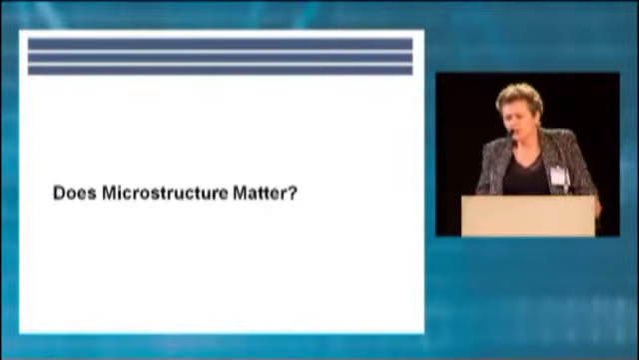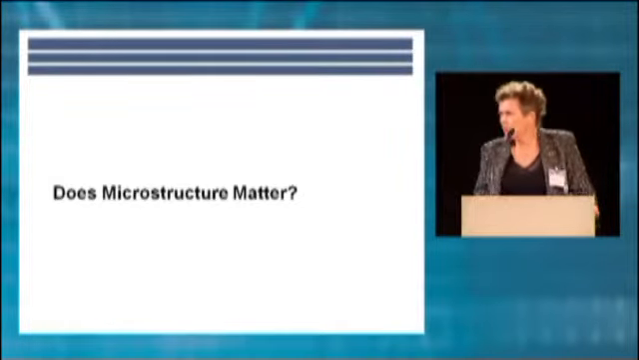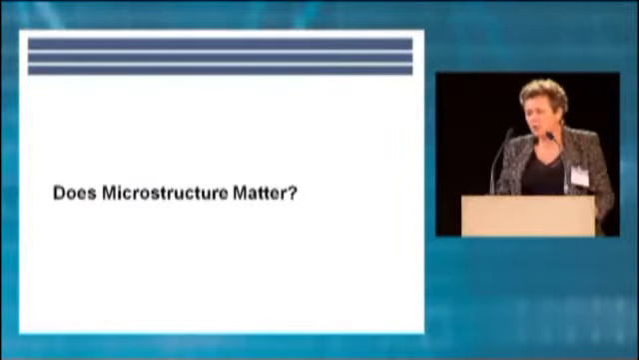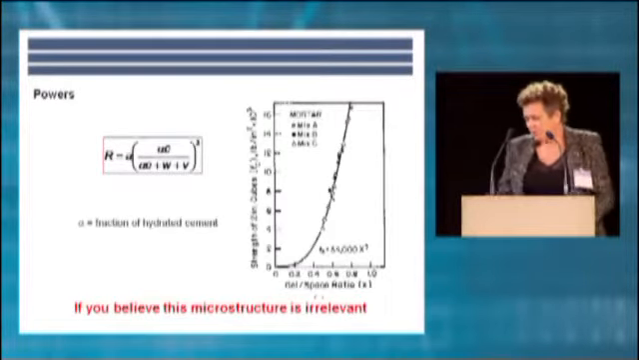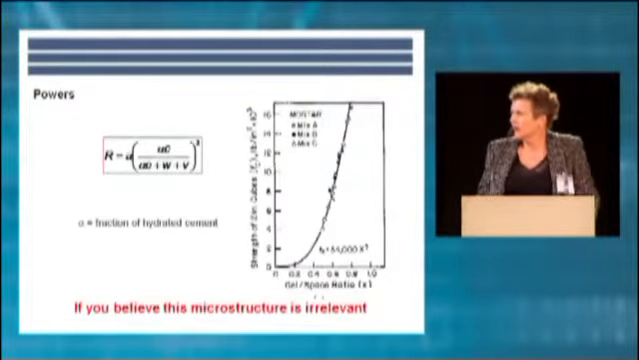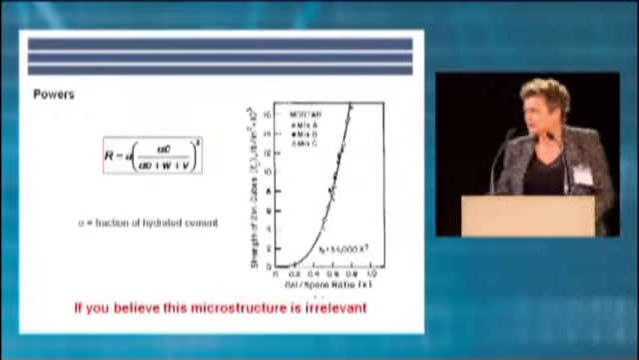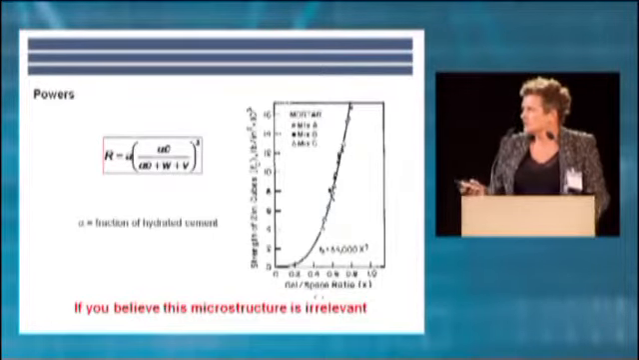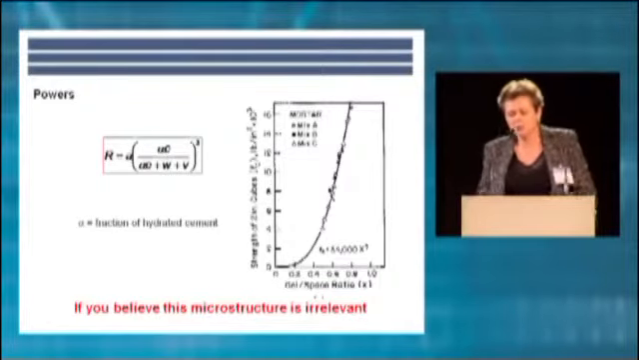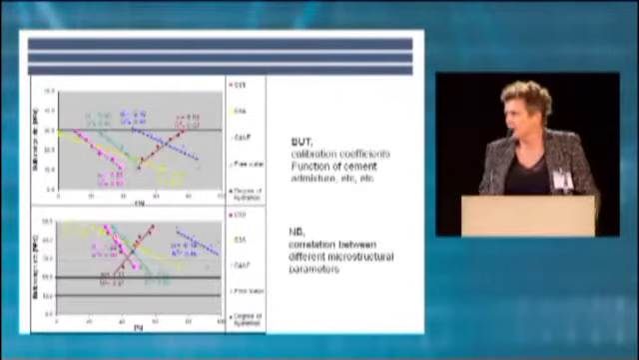But I think, first of all, we have to really ask ourselves a bit more the question, does it really matter what the microstructure is? And if we believe what you find in a wide variety of textbooks, if you believe this result from Powers in the 50s, then microstructure is completely irrelevant, because this graph here says that all that matters is the total amount of porosity and not how it's arranged.